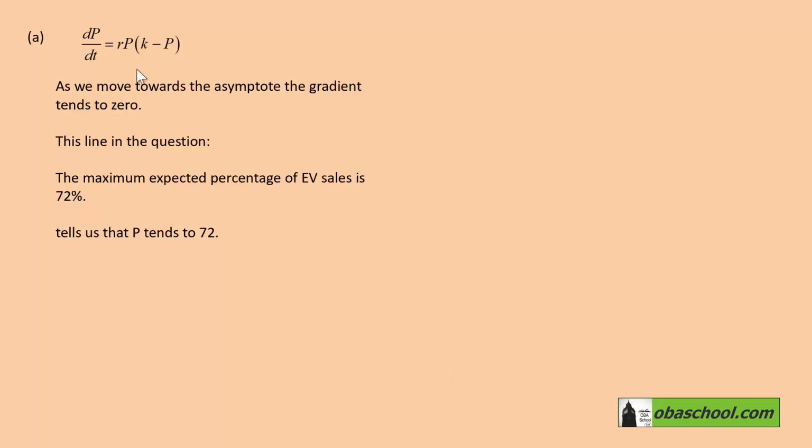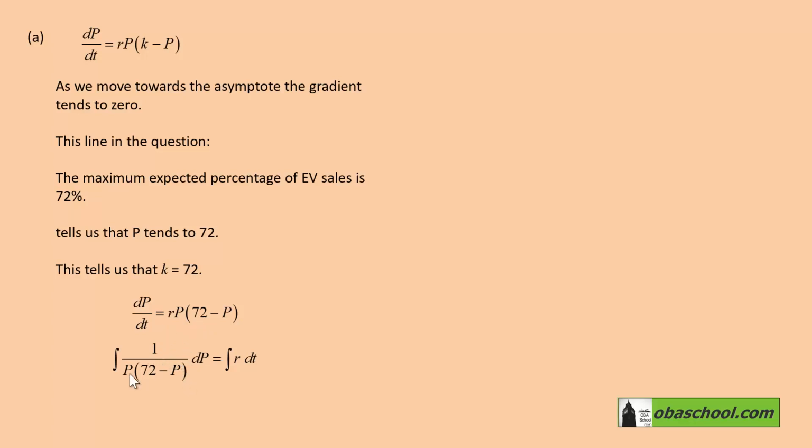So that's just given. But if we want dP/dt to be zero, the only thing that can happen is for this bracket to be zero, and that tells us that K is 72. So that's why we can write straight away that K is 72 here, because K being 72, knowing that the maximum population is 72, gives us where dP/dt is zero. In other words, where we head to the asymptote. So dP/dt now is R P (72 take away P).